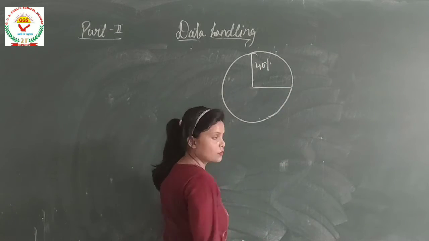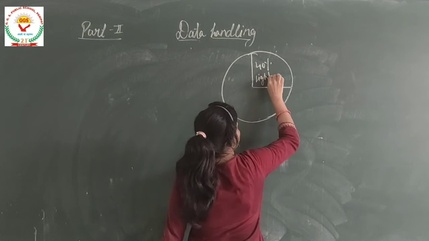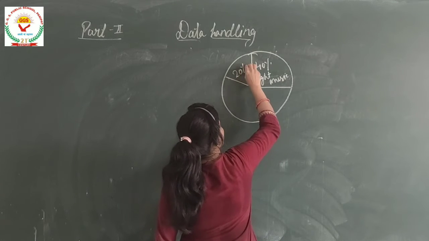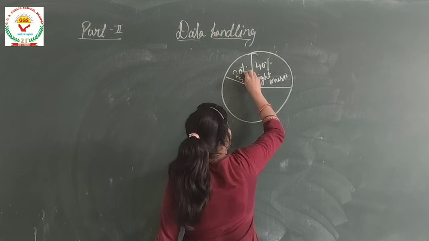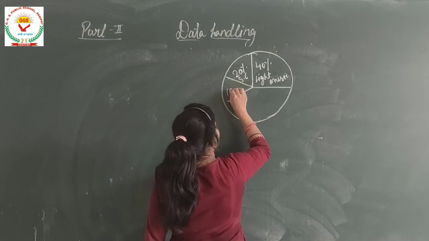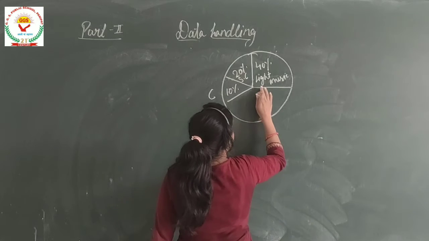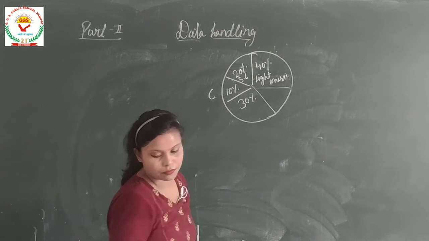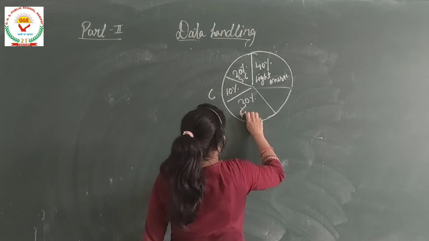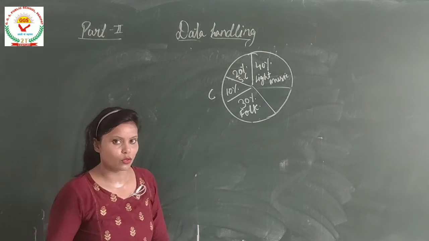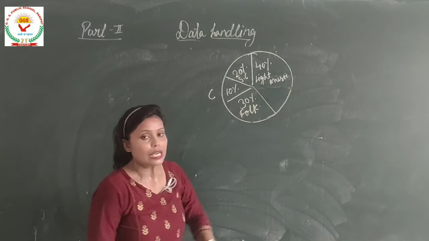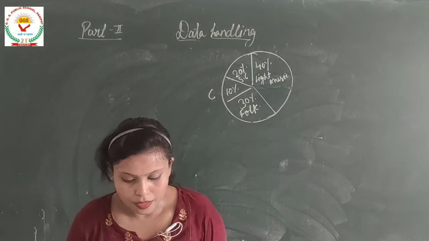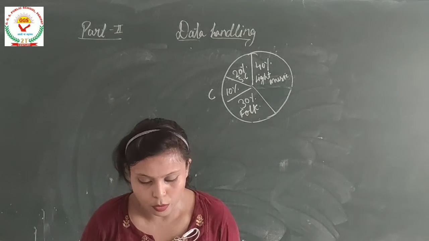The pie chart is given as: 40% of the people like light music, 20% of the people like semi-classic, 10% of the people like classic, and 30% of the people like folk music. Okay, this is the result of the survey. Now we need to answer some questions related to this. If 20 people like classic music, how many people were surveyed?